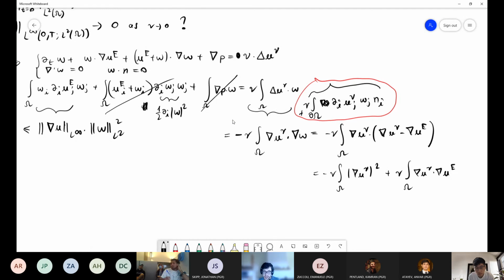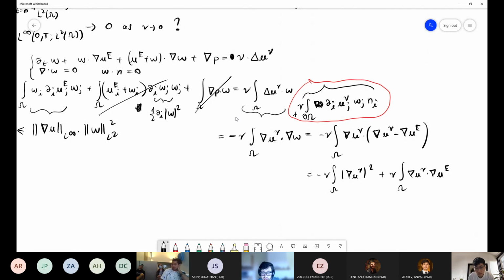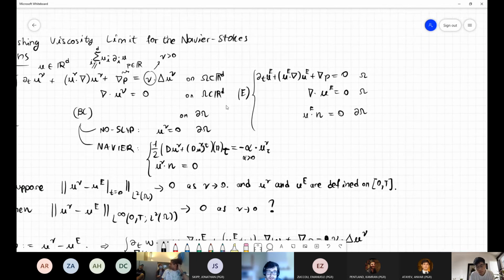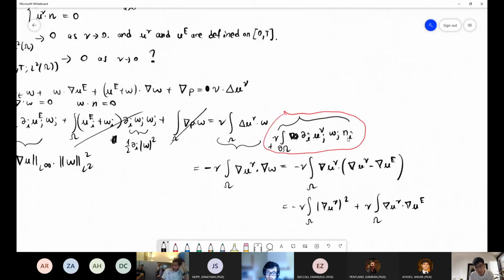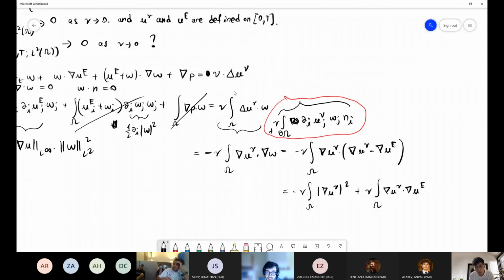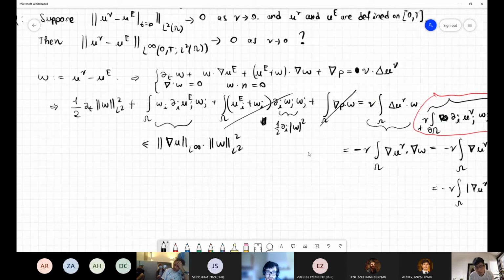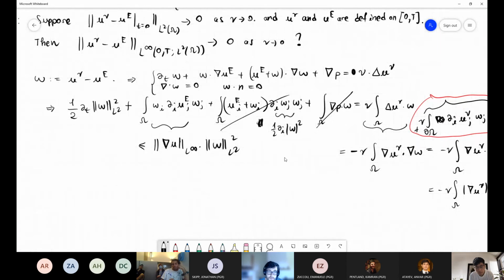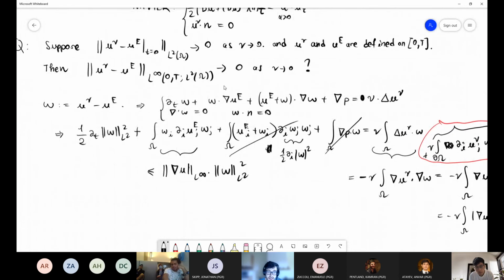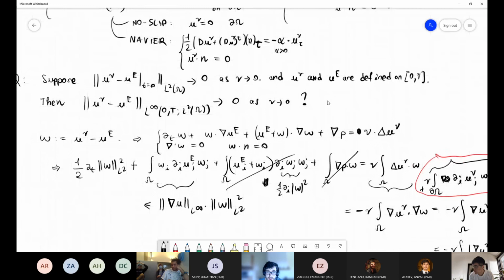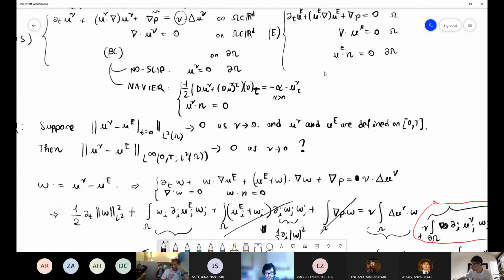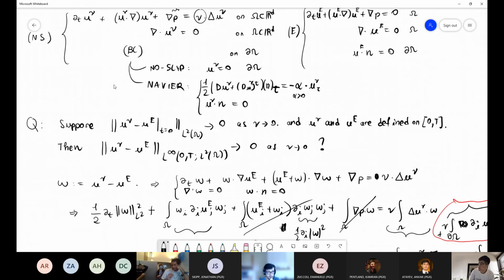Now, of course, if omega was the entire space, then as long as we assume that there is sufficient decay at infinity, we don't have to worry about this term at the boundary. So this term vanishes, and you can complete the energy estimate and use Gronwall's lemma to deduce that you do have convergence for all time. So if the domain does not have a boundary, if the domain is the entire space, then you do have convergence, and the answer to the problem is positive.